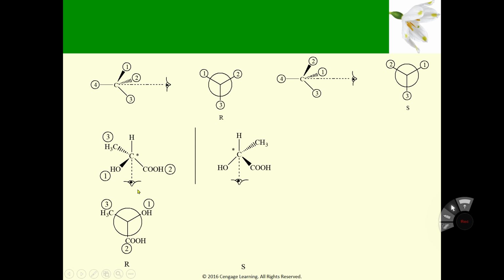So if you want to assign the configurations, you have to look at this molecule from this side, because this is the last one. You should put it in the back, and then if you draw the Newman projection, OH will be right side, CH3 will be left side, COH will be bottom side. So this will be R form. Okay, try to look at what this is. All right.